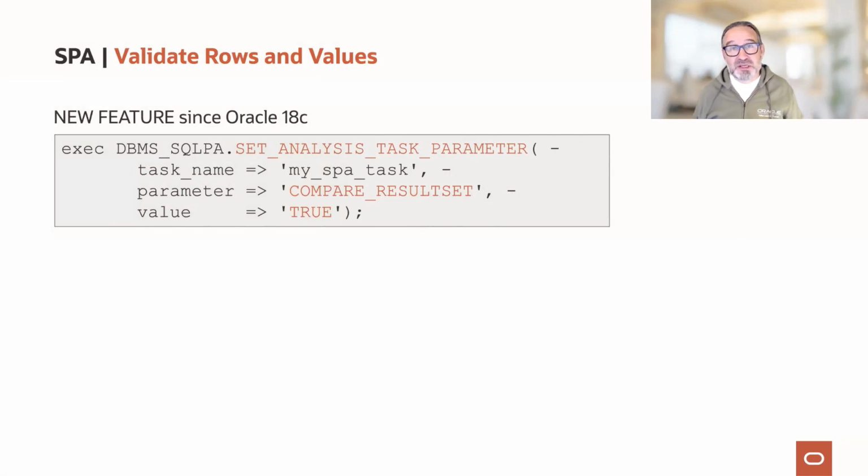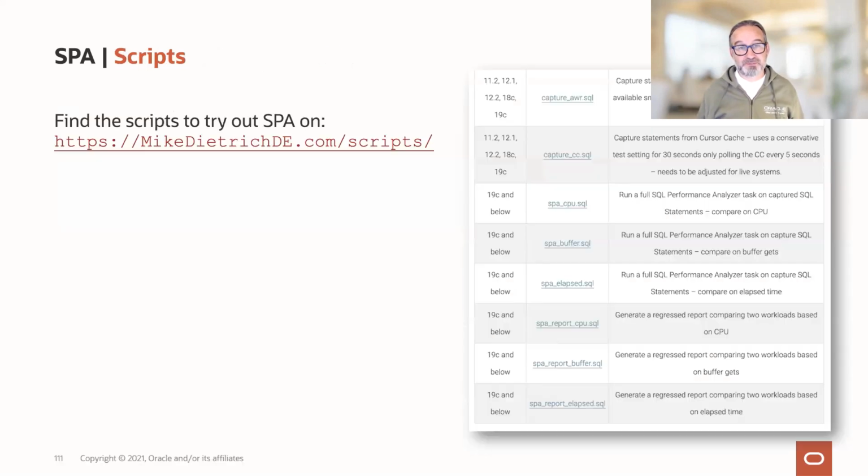One thing we want to tell you here, because that is a new and easily overlooked feature of the SQL Performance Analyzer in 18C, you can check also for rows and result sets. So you get the number of rows and the results compared to each other, which is quite an interesting technique. You can try out a lot of useful things with that.